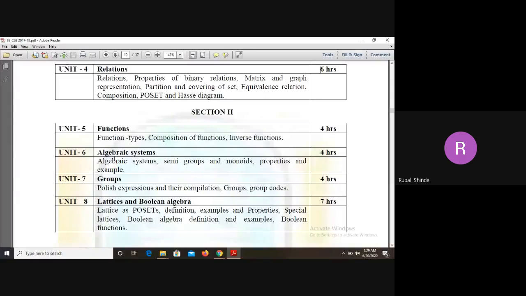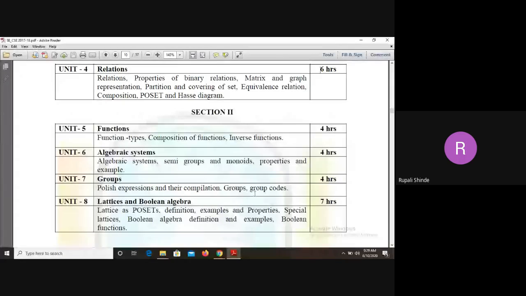So unit number 6 contains algebraic system, that is the definition of algebraic system, properties of algebraic system, then semigroup and monoids, and properties and examples. Unit number 7 is based on groups. That is also one kind of algebraic system. Again, it contains Polish expressions and their compilations, groups and group codes.